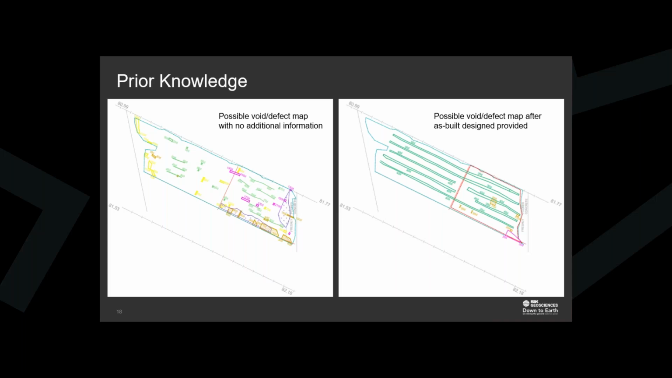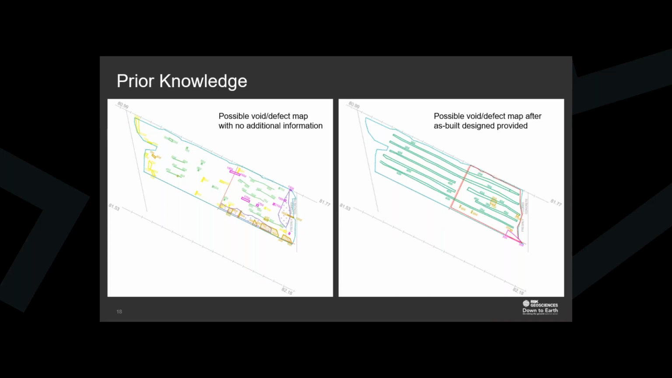Essentially, every high amplitude anomaly was treated as a potential void or defect, as we had no real reason to say they weren't a void or defect, and so they were identified as that on the plan. The client was obviously somewhat concerned with the results, and so they were quite motivated to go out and seek some as-built information, and they found some and gave it to us.